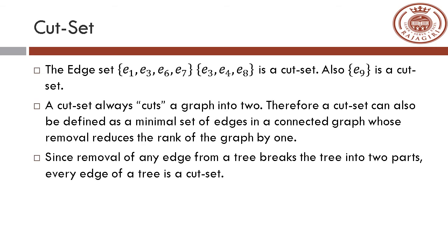Therefore, a cut set can also be defined as a minimal set of edges in a connected graph whose removal reduces the rank of the graph by 1. That means for a connected graph, removing the minimum number of edges from the graph will disconnect it into two components. Since removal of any edge from a tree breaks the tree into two parts, every edge of a tree is a cut set. Therefore, the edge connectivity of a tree is equal to 1.